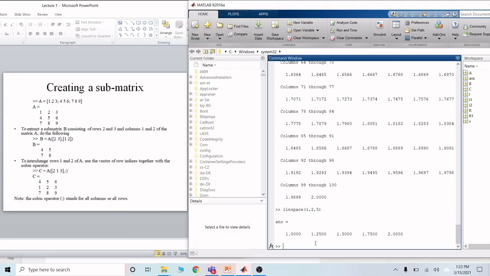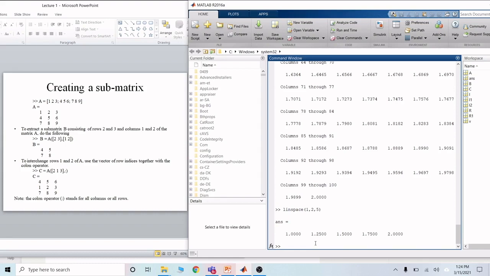Creating a submatrix. Capital A is equal to a matrix with first row 1, 2, 3, second row 4, 5, 6, third row 7, 8, 9. To create a submatrix B consisting of rows 2 and 3 and columns 1 and 2 of matrix A, do the following. Next, to interchange row 1 and row 2 of A, use the vector of row indices together with the colon operator.